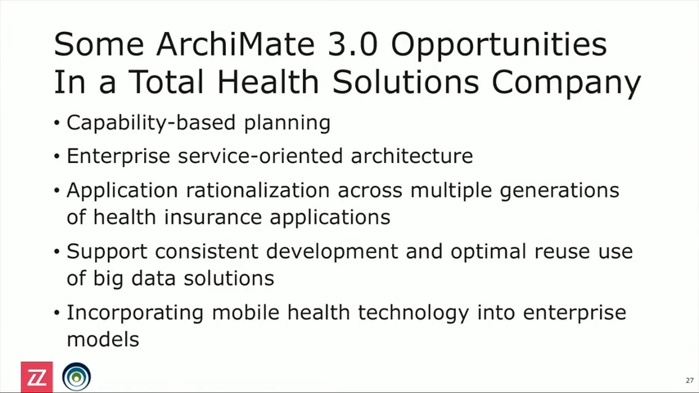And so some opportunities we see at Cambia for ArchiMate 3 are capability-based planning and enterprise service-oriented architecture. I've done a lot of work already. We have lots and lots of service teams developing things, and how does all that work fit together? And I've used ArchiMate in modeling the service catalog that we're going to implement internally.